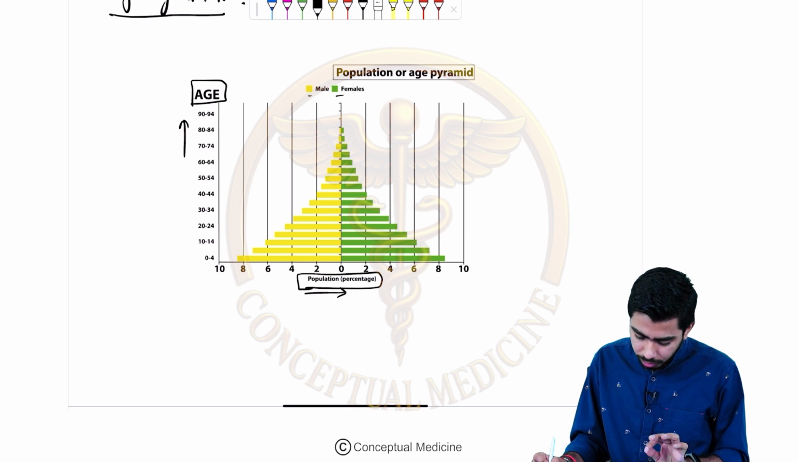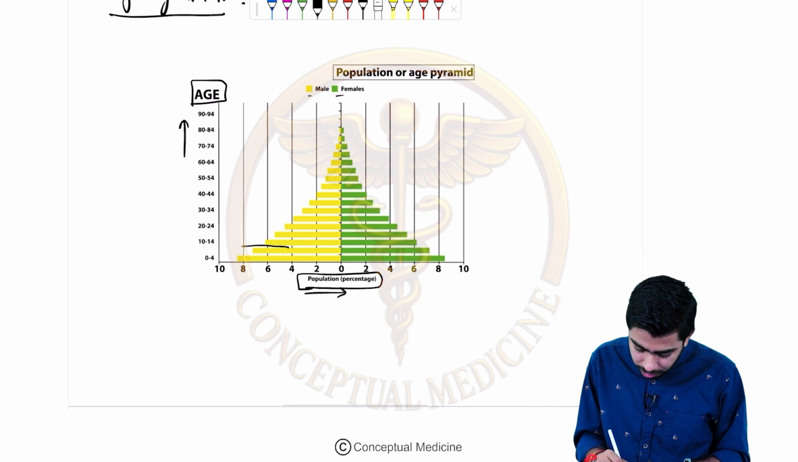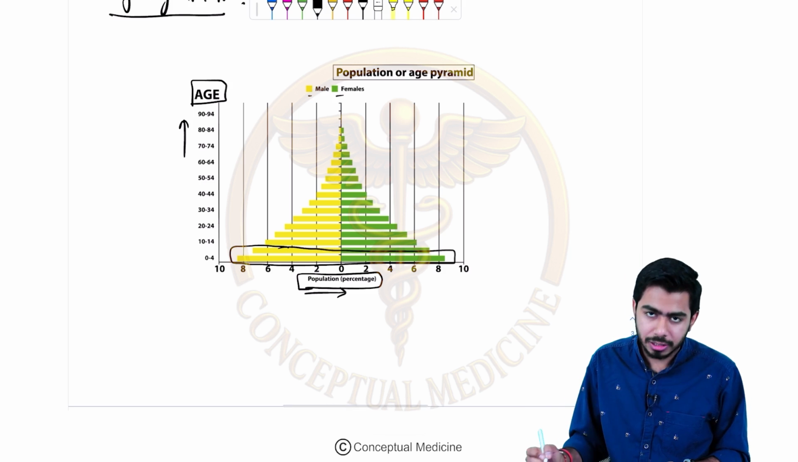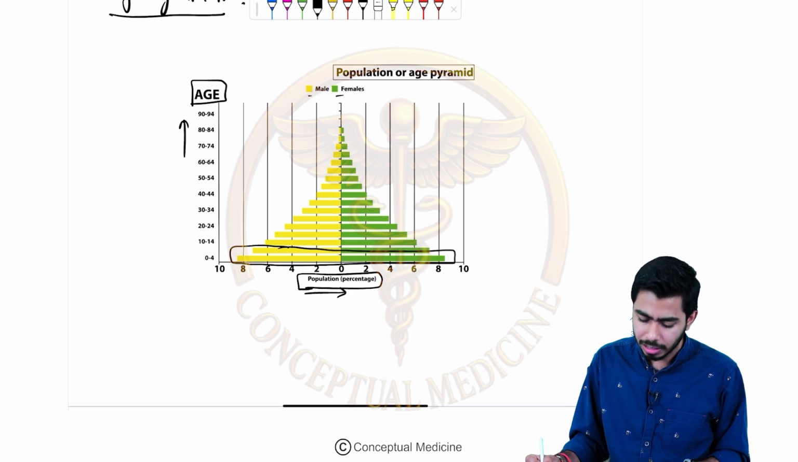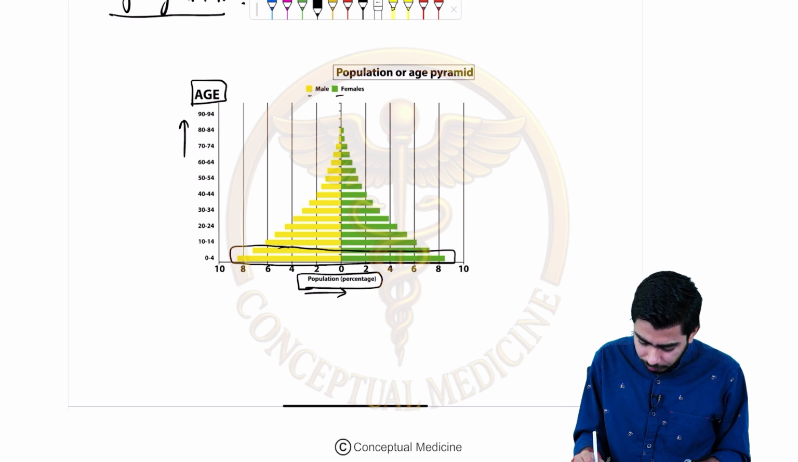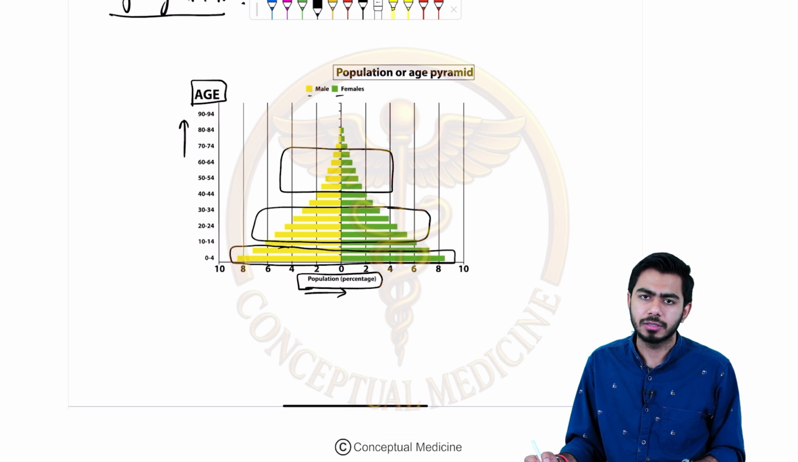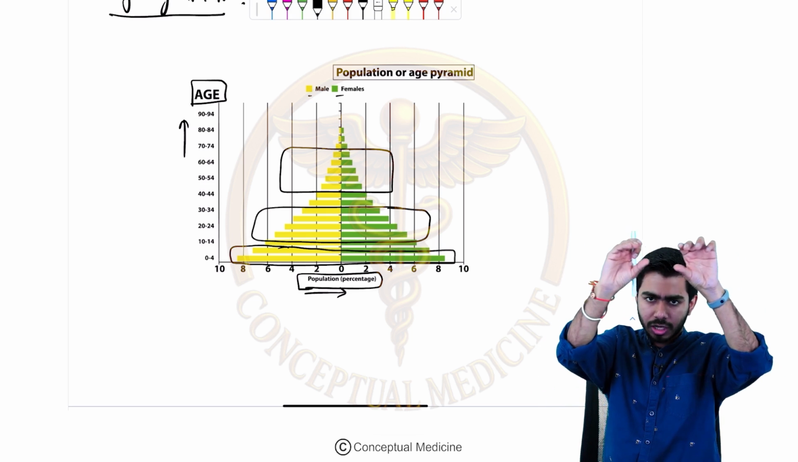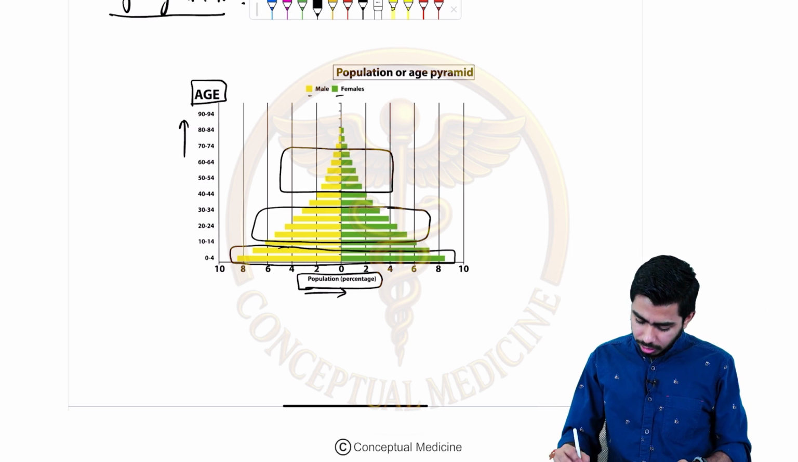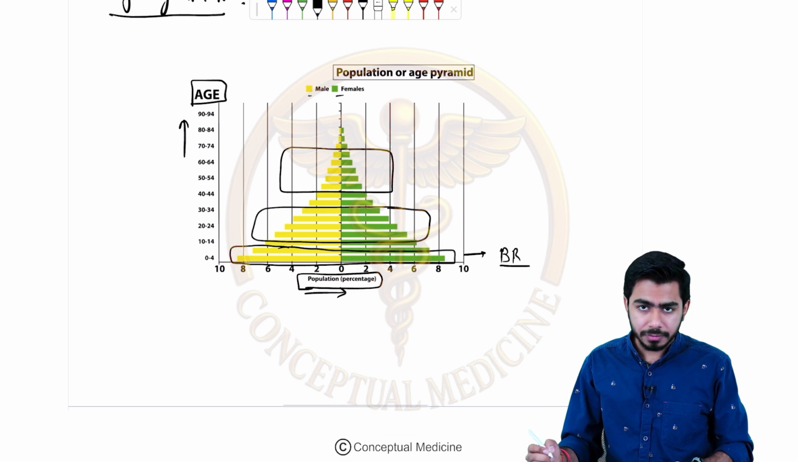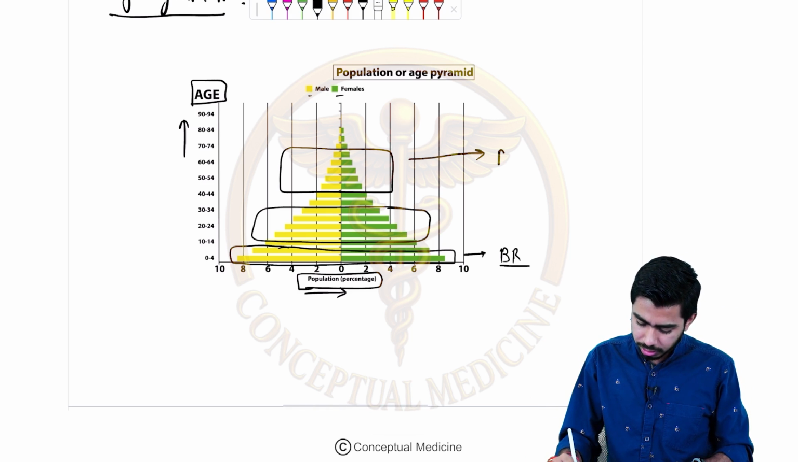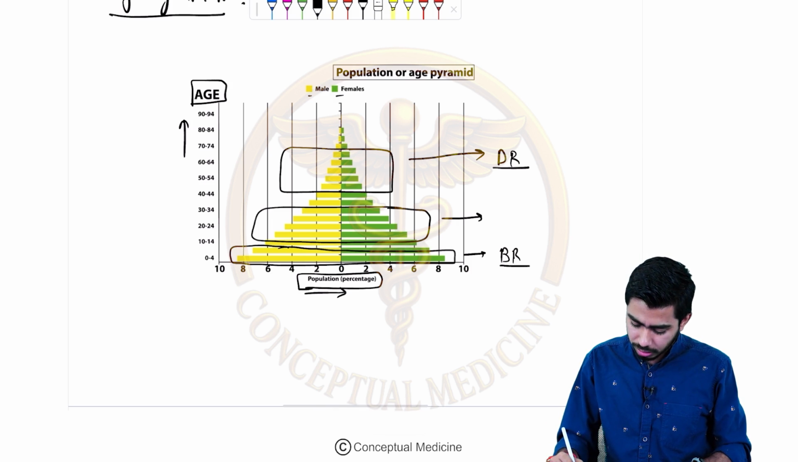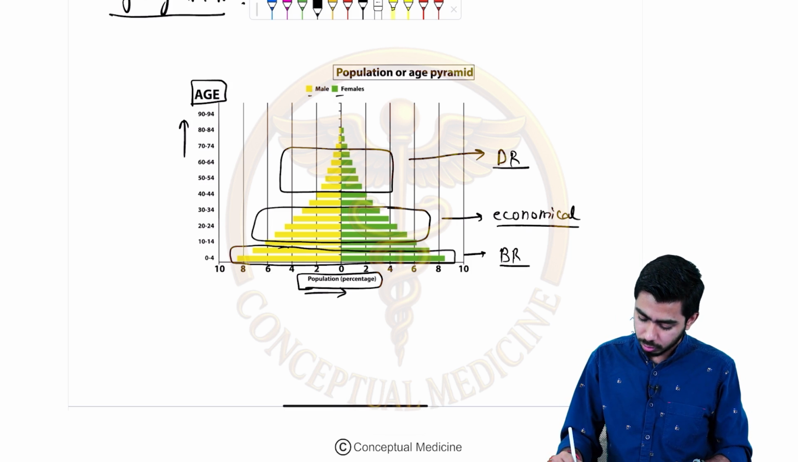First point: this area we call the base. This area over here we call the middle portion, and this area we will call the apex. In the base area we are talking about the birth rate. In the apex area we are talking about the death rate. In the middle area we are talking about the economical people, meaning the non-dependent people.